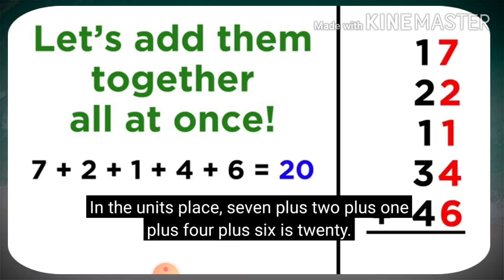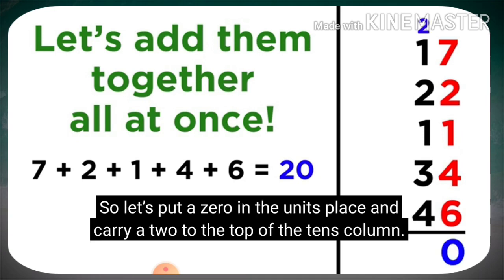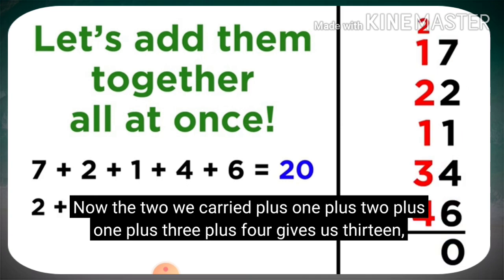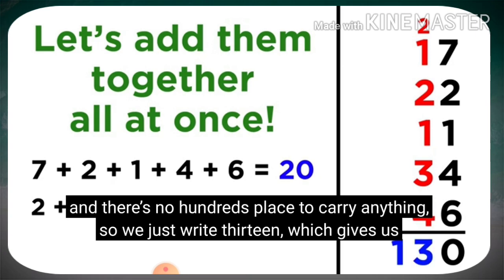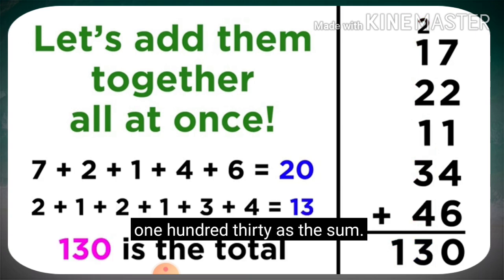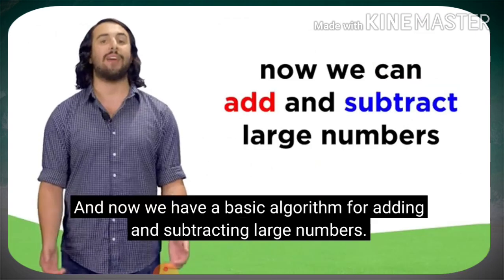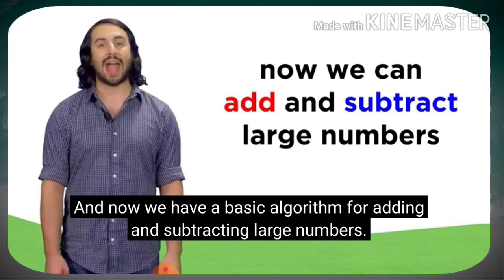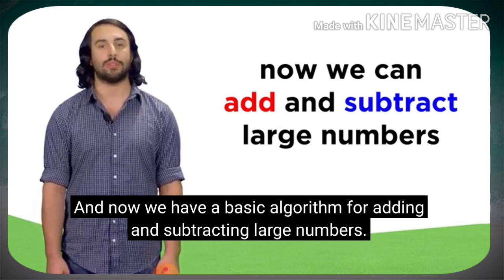In the units place, 7 plus 2 plus 1 plus 4 plus 6 is 20. So let's put a 0 in the units place and carry a 2 to the top of the tens column. Now, the 2 we carried, plus 1 plus 2 plus 1 plus 3 plus 4, gives us 13. And there's no hundreds place to carry anything, so we just write 13, which gives us 130 as the sum. And now we have a basic algorithm for adding and subtracting large numbers.